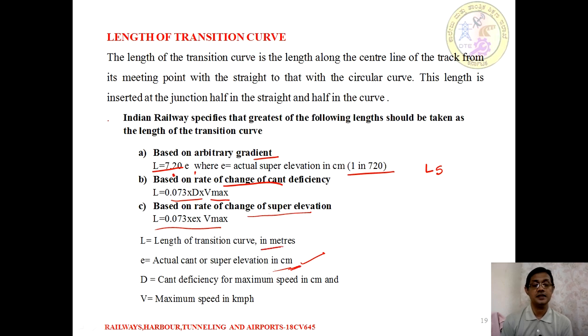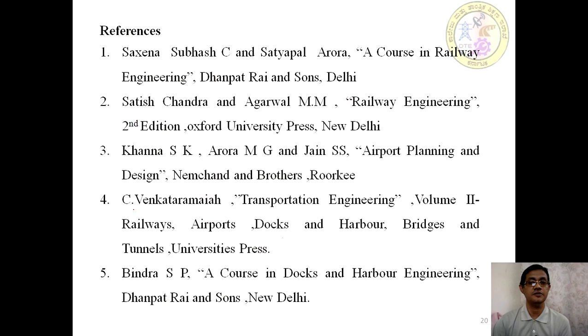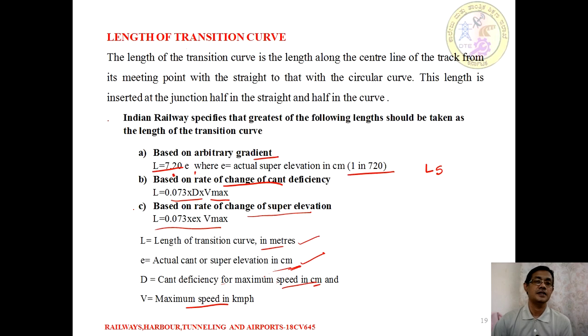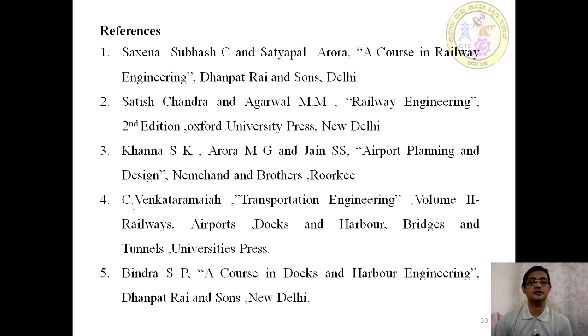The length of curve obtained by using this formula is in meters. Capital D is the cant deficiency for maximum speed, in centimeters, and similarly capital V is the maximum speed. Whichever is the highest length is taken as the length of transition curve. So this is with respect to transition curve.